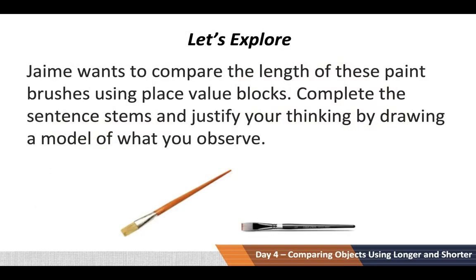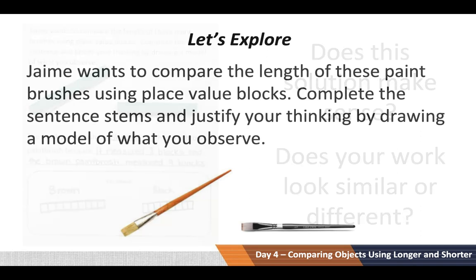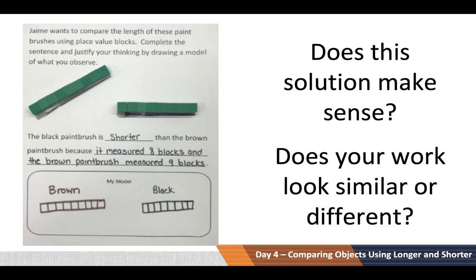Now we're going to explore measuring paintbrushes. Jamie wants to compare the length of these paintbrushes using place value blocks. Complete the sentence stems and justify your thinking by drawing a model of what you observe. So this is what Jamie said. Jamie said, the black paintbrush is shorter than the brown paintbrush because it measured 8 blocks and the brown paintbrush measured 9 blocks, and then showed a model.